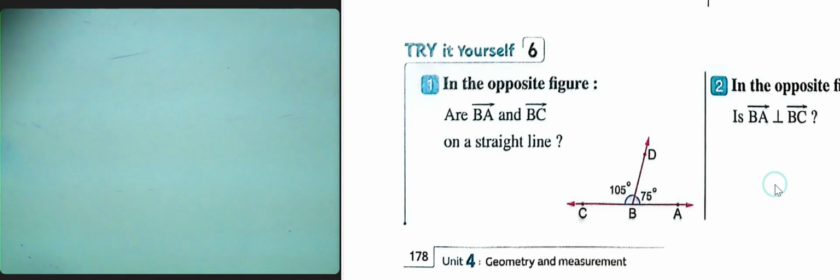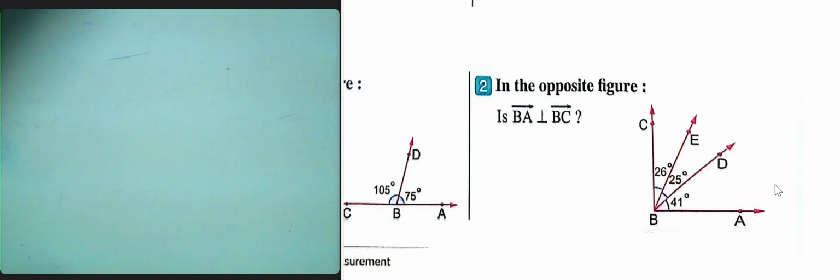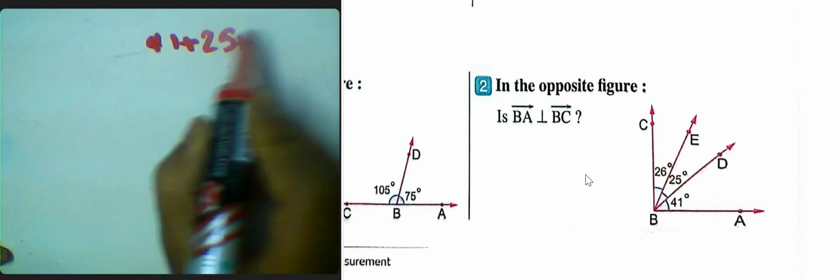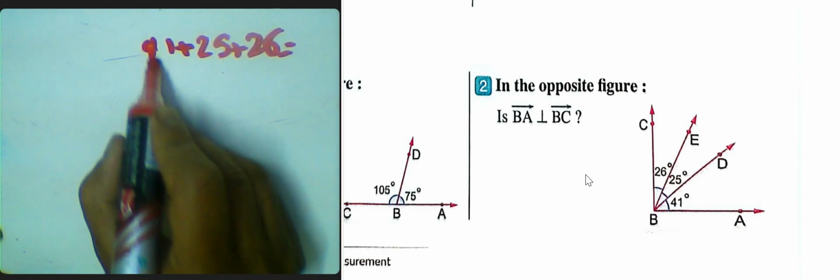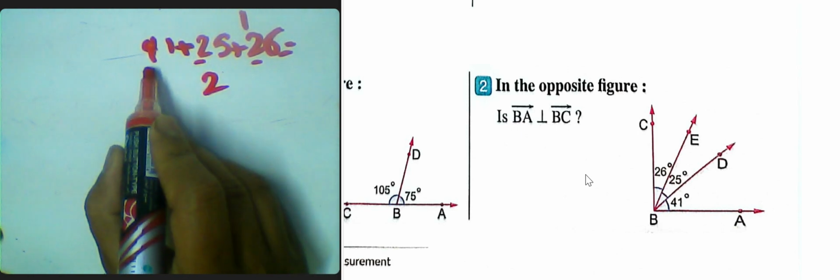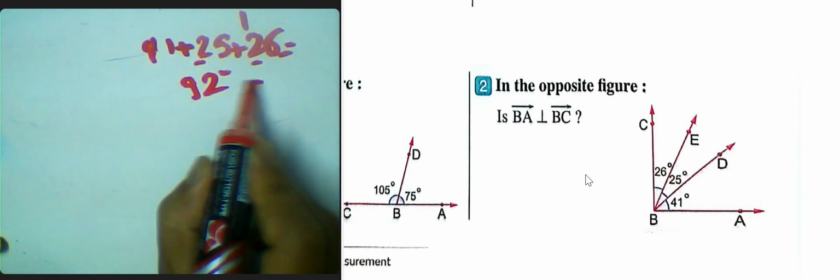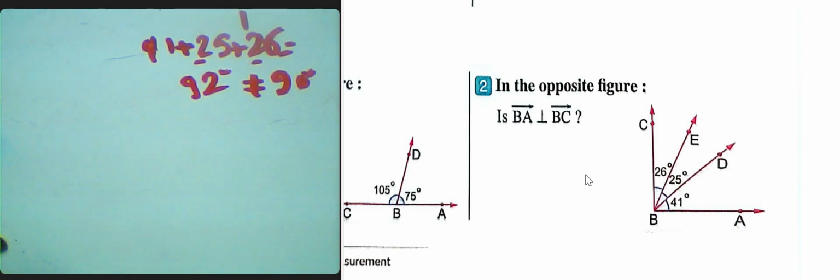Question number 2 is the opposite figure. Is BA perpendicular to BC or not? To prove this example, we must add three angles. The sum of them must equal 90 degrees, so BA will be perpendicular. First step: we know 41 plus 25 plus 26 equals what? 60 plus 5 is 11, 11 plus 1 is 12, 2 and carry 1, 3 plus 2 is 5, 5 plus 4 equals 9. It's not equal to 90 degrees.